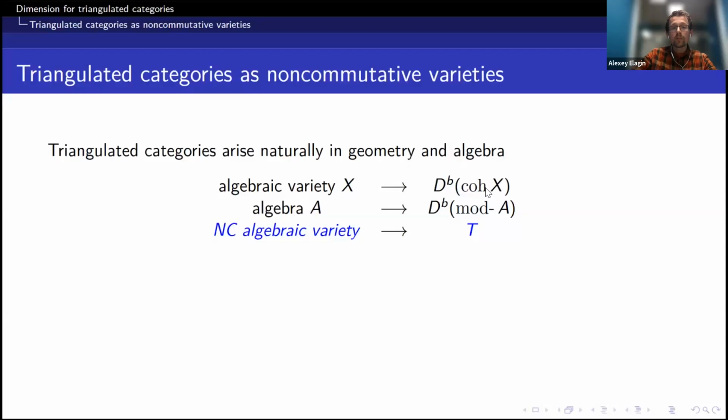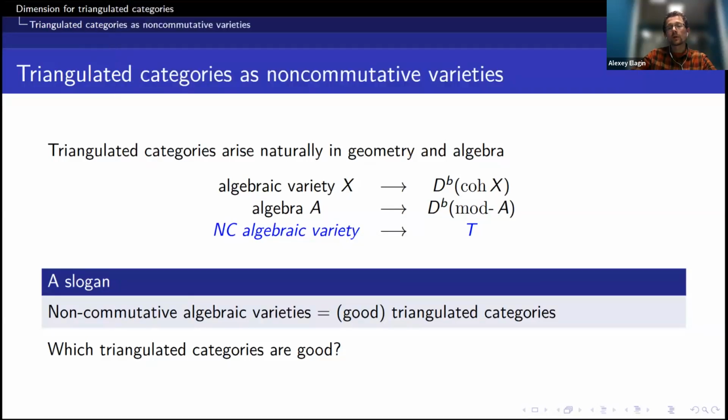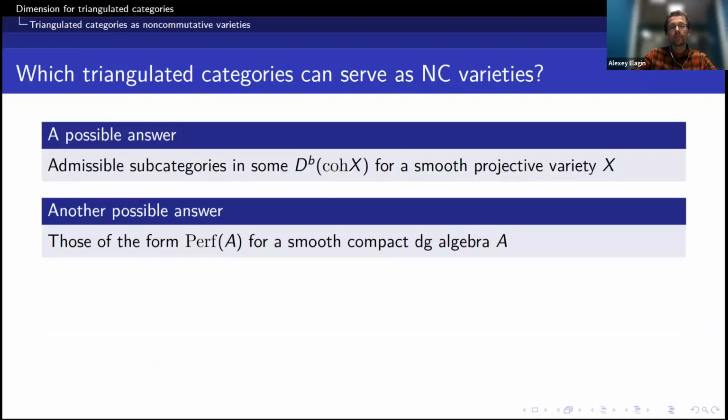So we can say that non-commutative algebraic varieties are reasonable triangulated categories. And before going further, let me say a couple of words on what reasonable or good can mean. A minimal reasonable answer is that we consider triangulated categories coming from algebraic varieties and also all admissible subcategories in such.